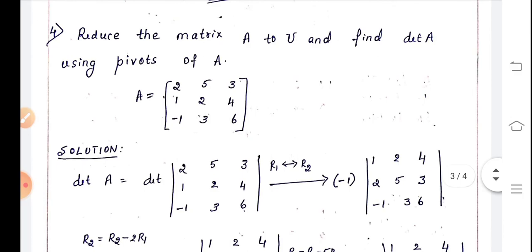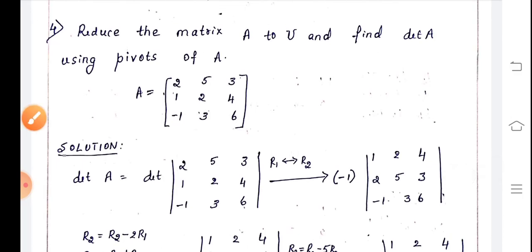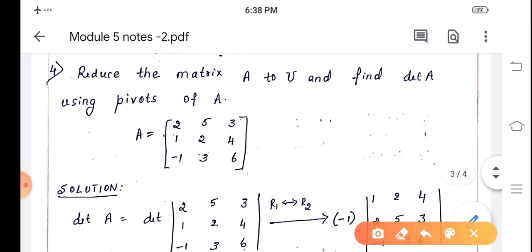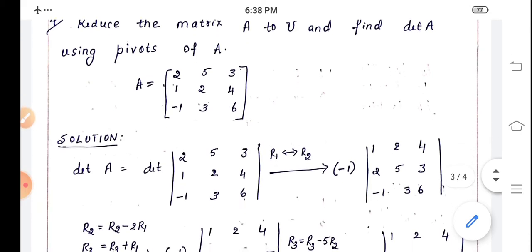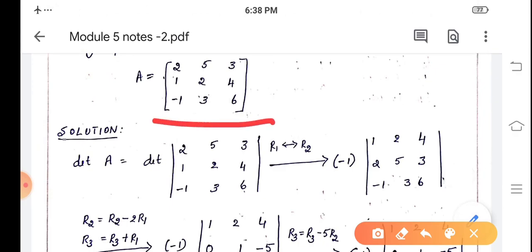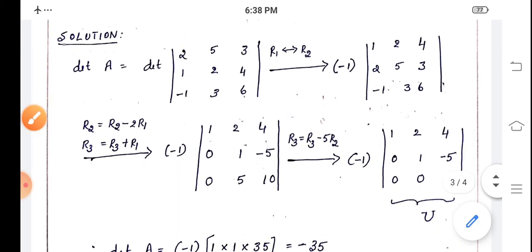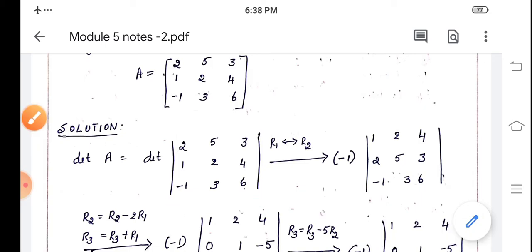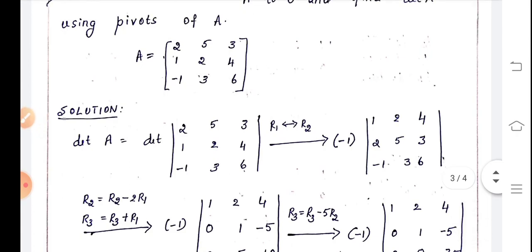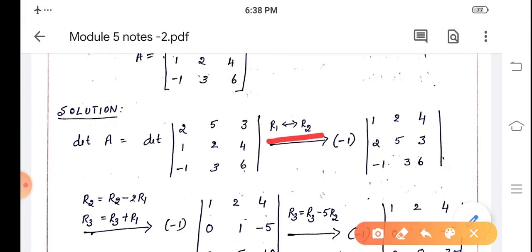Now we shall work out the last problem, question number 4. Reduce the matrix A to upper triangular form U and find determinant A using the pivots of A. The matrix A is 2, 5, 3, 1, 2, 4, minus 1, 3, 6. Now determinant A is determinant of first row 2, 5, 3, second row 1, 2, 4, and third row is minus 1, 3, 6. So here I will use row operation, that is R1 interchange R2.